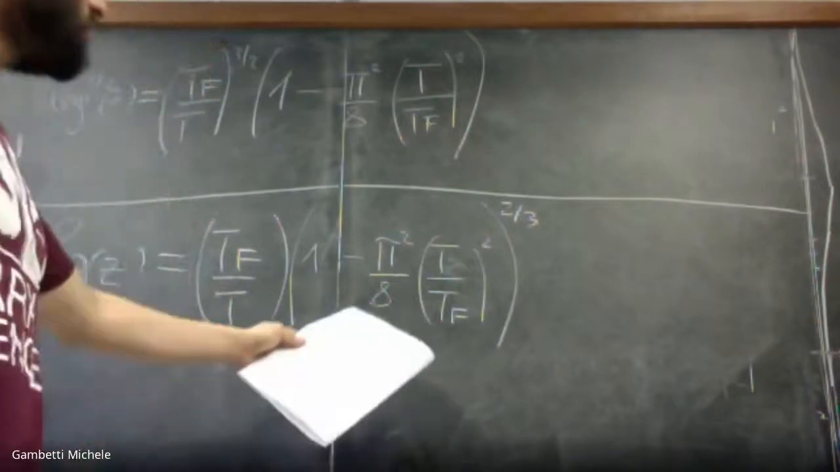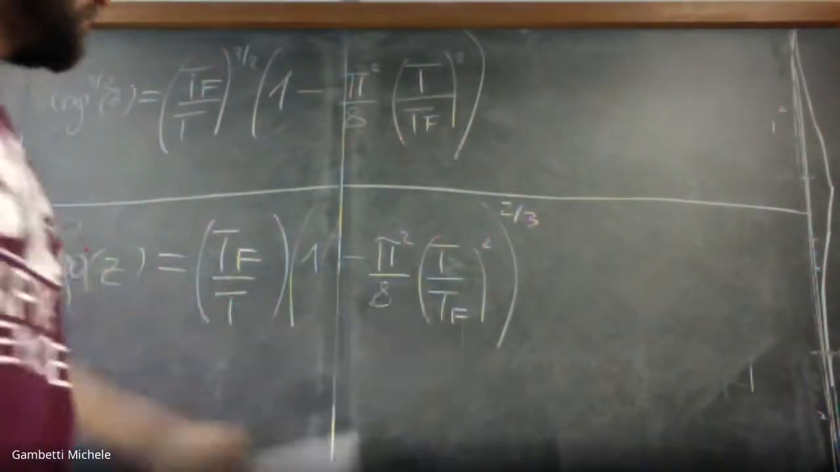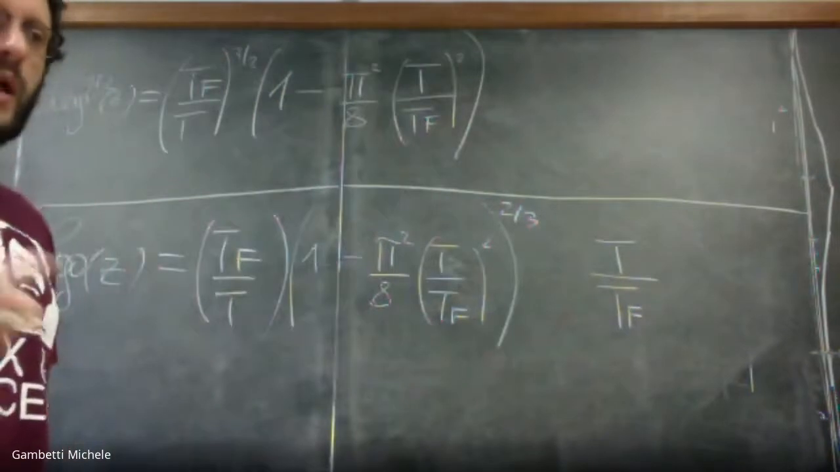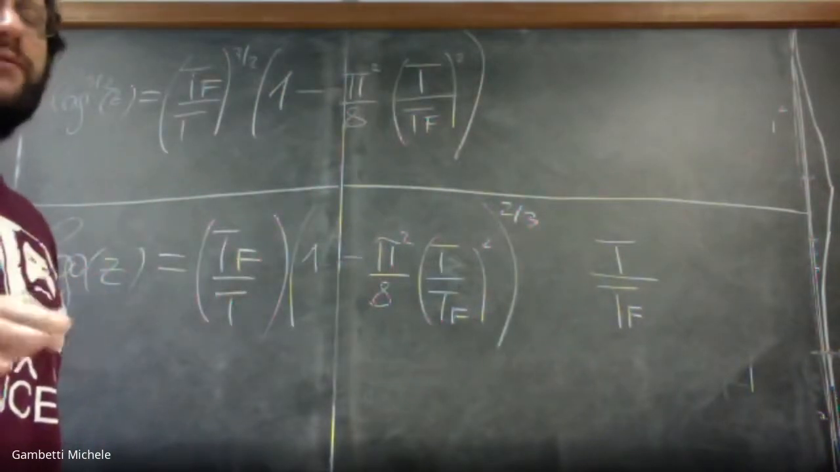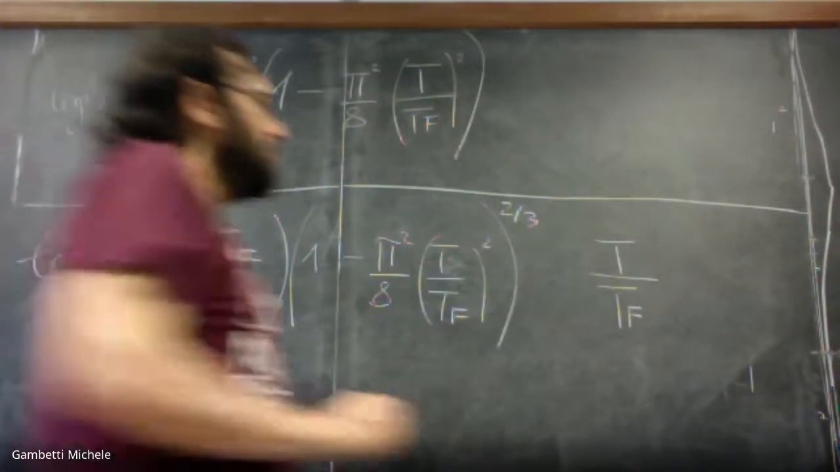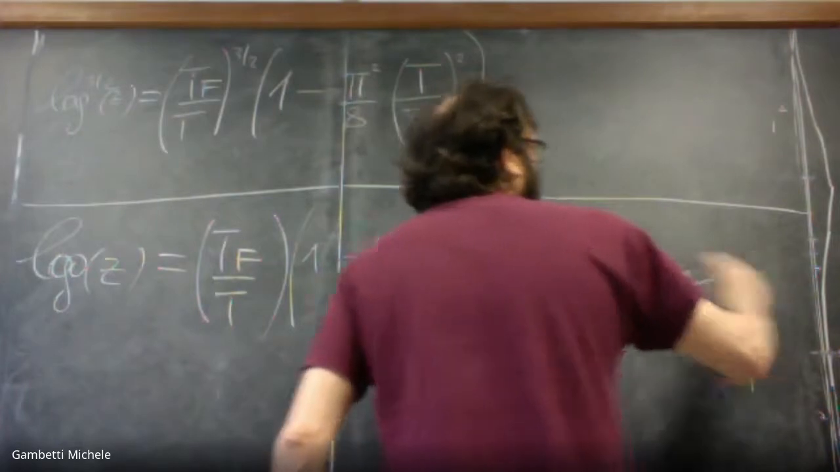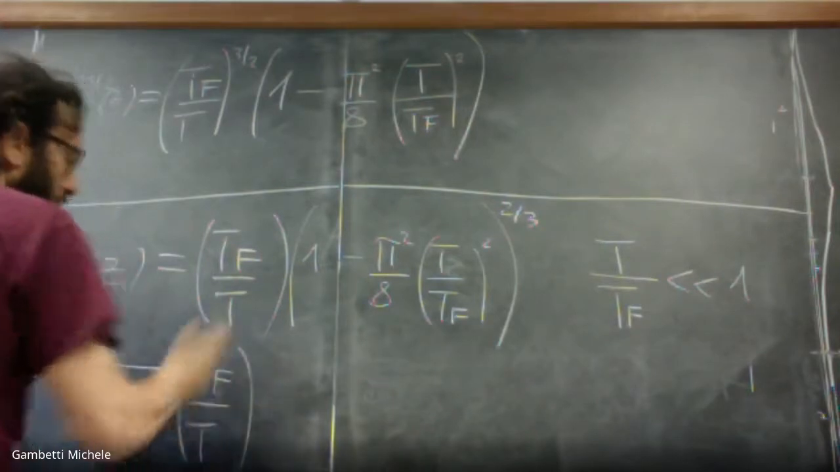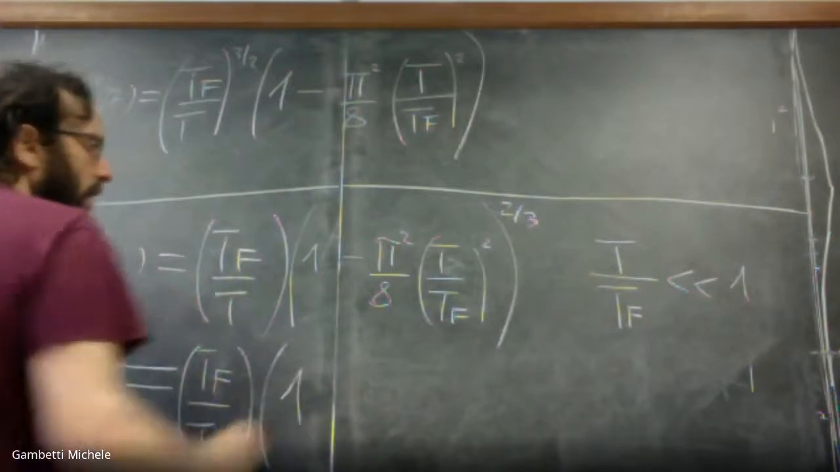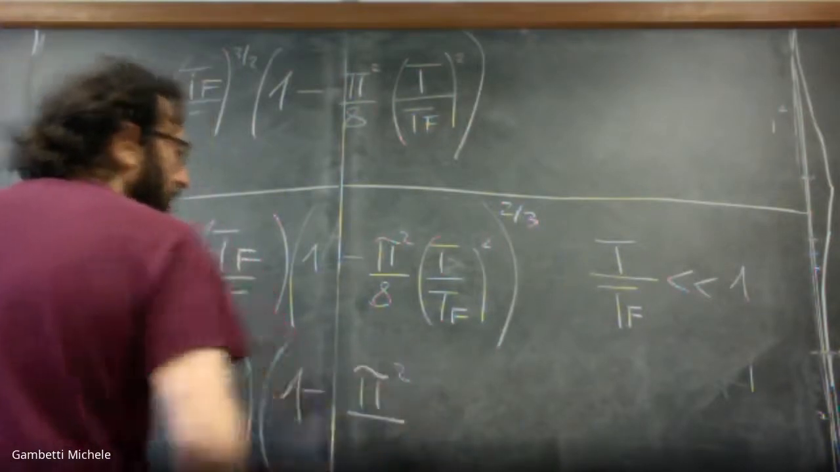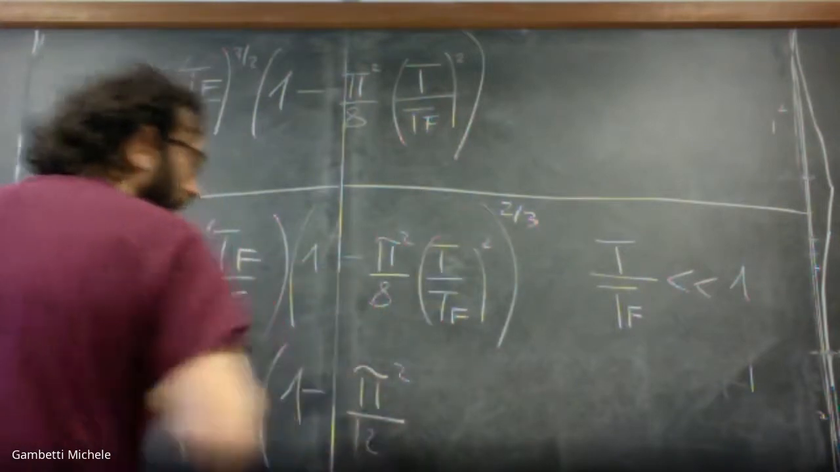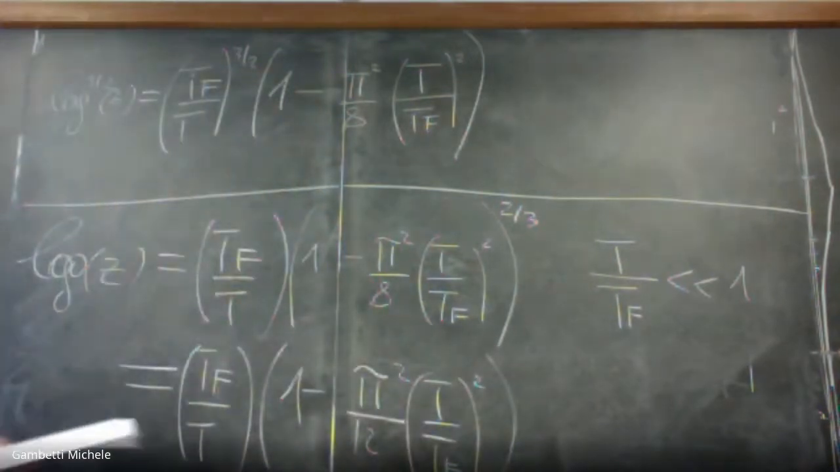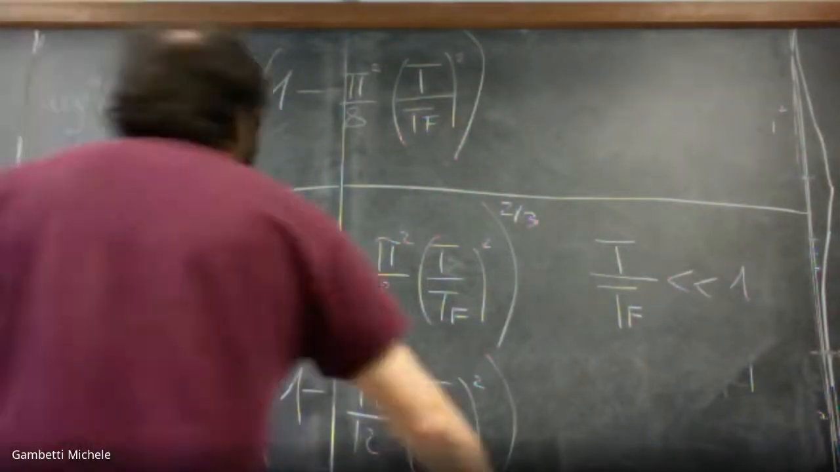Now let me use the fact that T is small. The ratio between T and Tf: Tf is a finite number determined by the ratio between the Fermi energy and kB. So it's a finite number, whereas T is small in our expansion. Therefore, I can write this as Tf divided by T, which is the divergent point, and here I have 1 minus pi squared, the 2/3 here becomes 1/12, and here I have T divided by Tf squared. And that's it, I think. Almost done.